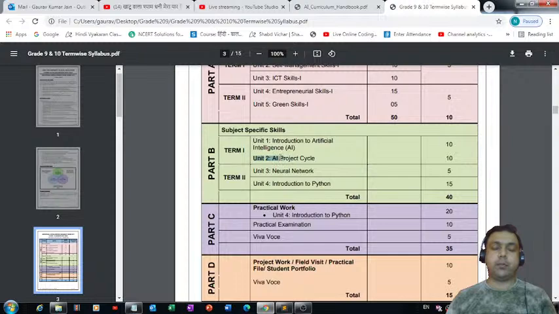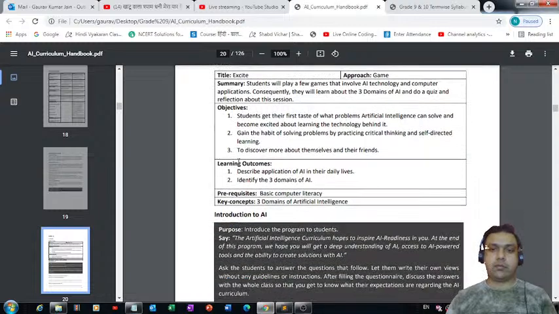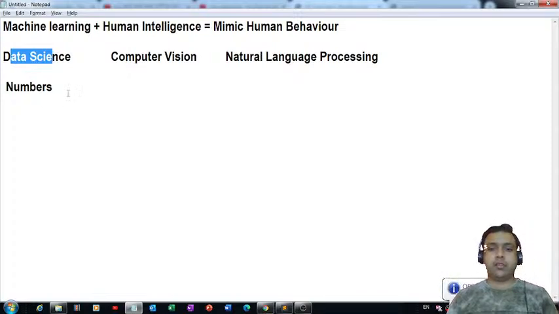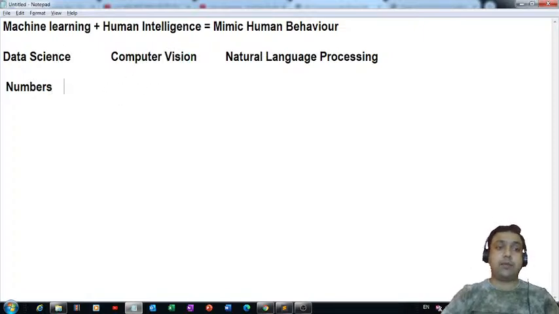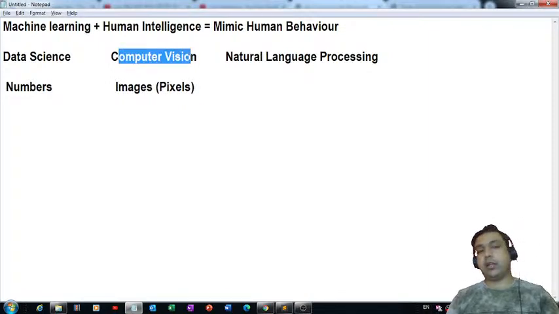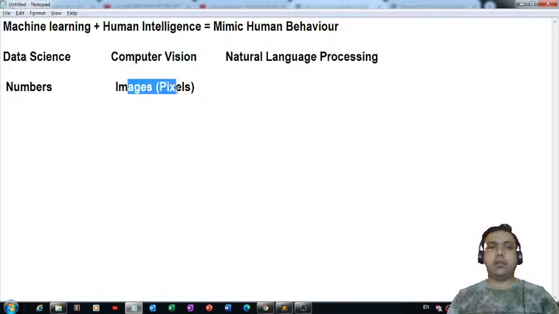Cover the topics of Unit 2, which is based on AI project cycle. Fine. Okay, so this is your Unit 1. Artificial computer science can help you analyze the data which is present in the form of numbers. Similarly, if you talk about computer vision, if you have data in the form of images with you, as you know very well, images are made up of different kinds of pixels. So you can simply use computer vision techniques for analyzing the image based data.